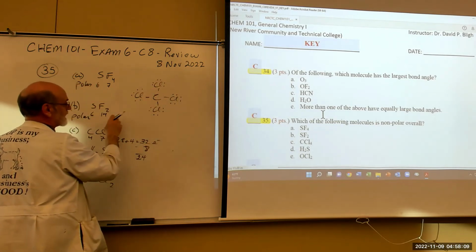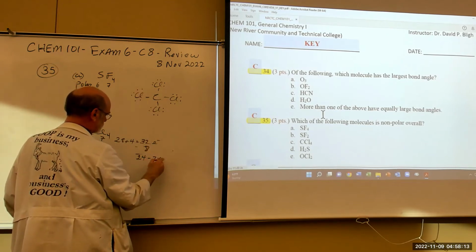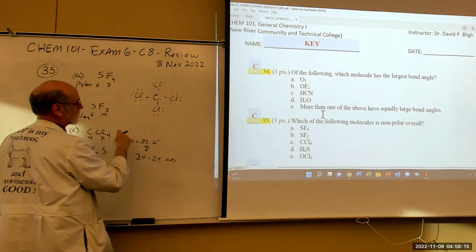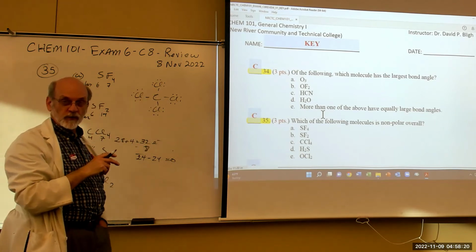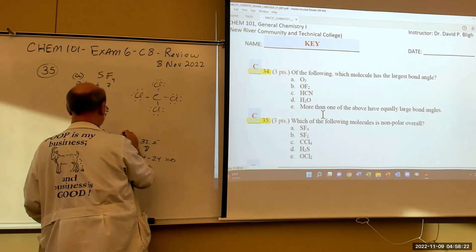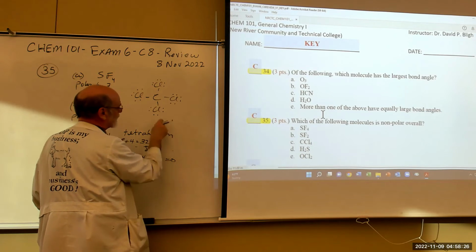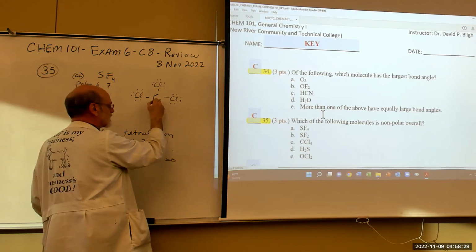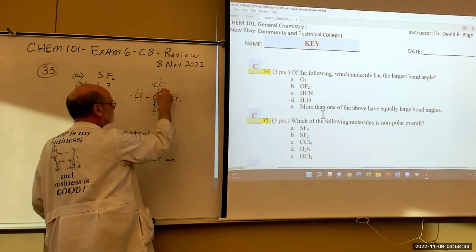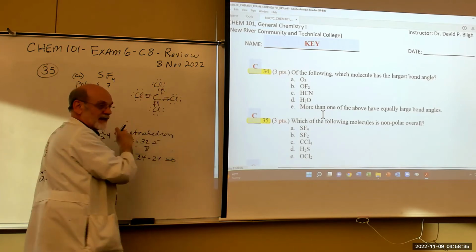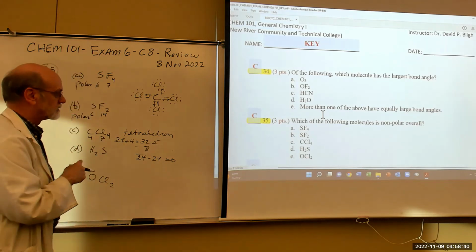Okay, everybody has an octet. So that's 6 electrons times 4 is 24. All used up. This molecule is a tetrahedron. It has 4 groups around the central atom. And every bond is exactly the same. Dipole moment. That means they all cancel each other out. This molecule is non-polar.